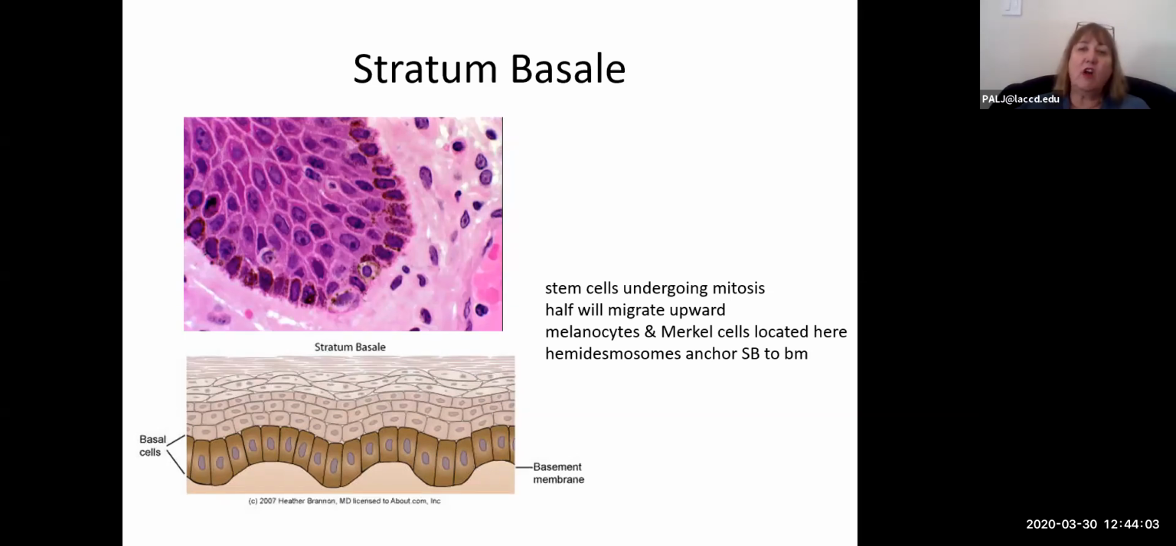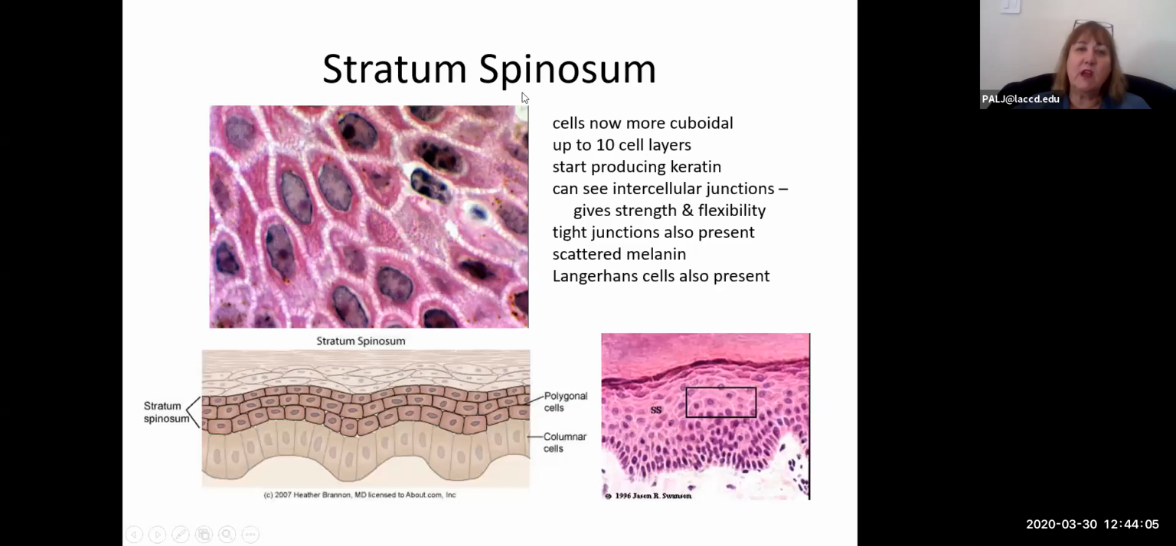Moving superficial, our next layer is called the stratum spinosum. The reason it's called that is because on the light microscope, if you look at the upper picture, you can see all these little spiny things connecting the cells. In the cartoon drawing, you should be able to notice now the cells are more cuboidal-ish, and this is more than one cell layer. In fact, this can be 10 cell layers. Here the keratinocytes are starting to produce the keratin.